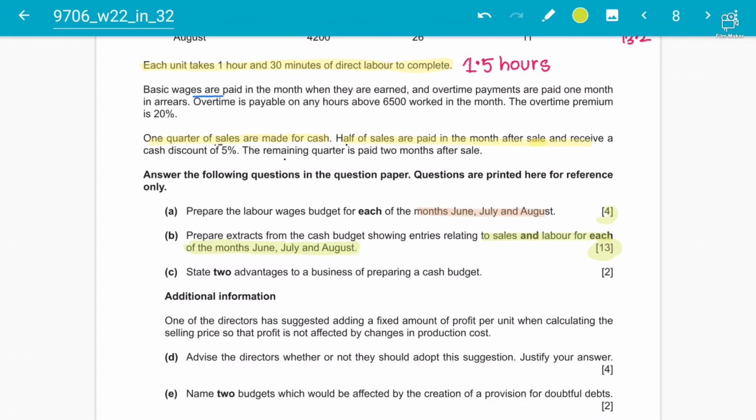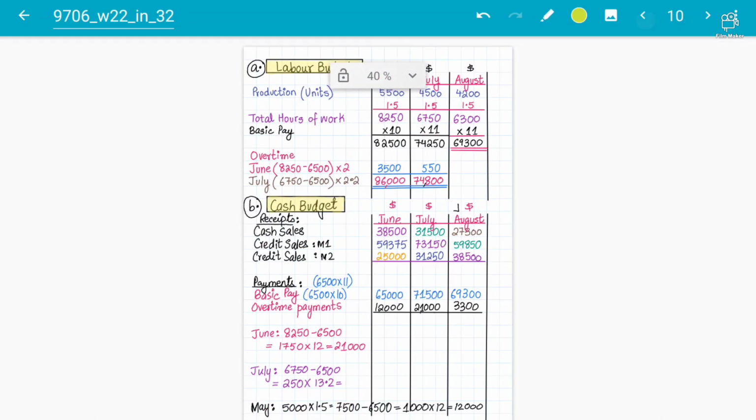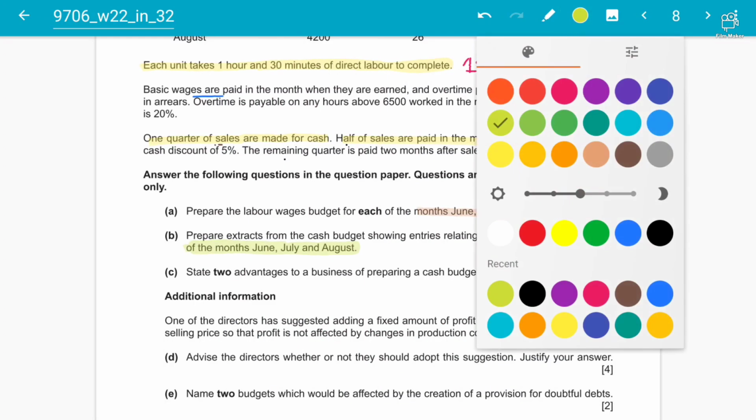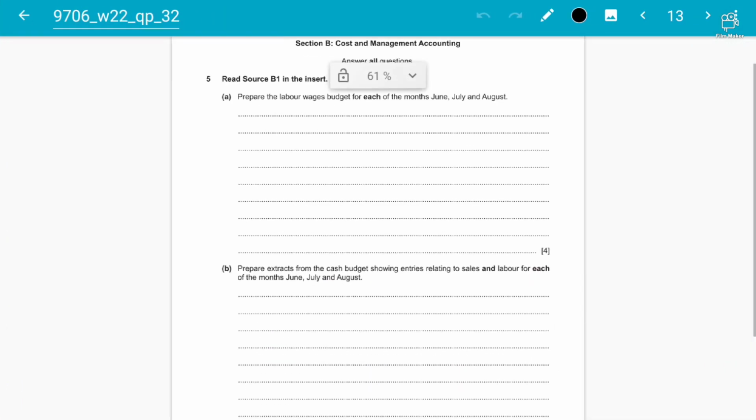So it says 17 marks is numerics. This is just to show you at a glance how the labor budget and cash budget look, and how much working you can do on separate pages. Now you have to write down, state only 2 advantages to a business of preparing a cash budget. So let's do this as well. On the sheet, prepare labor budget.